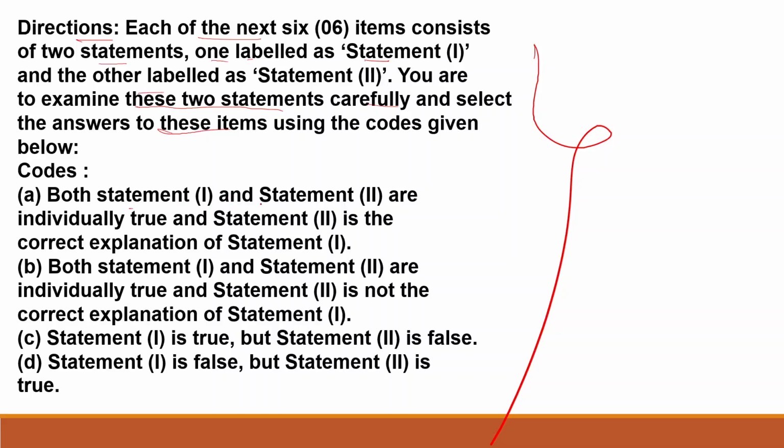Both statement one and statement two are individually true and statement two is the correct explanation of statement one. Both statement one and statement two are individually true and statement two is not the correct explanation of statement one. Statement one is true but statement two is false. Statement one is false but statement two is true. So guys, we have to answer the six questions from these codes only.